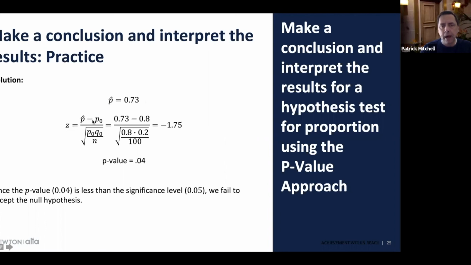73% becomes 0.73. So now we'll calculate our test statistic. P hat minus P0 would be 0.73 minus 0.8. And then we would divide that by the square root of 0.8 times 0.2 divided by 100. So again, try this one. Make sure you get the same thing out of your calculator. I got negative 1.75.